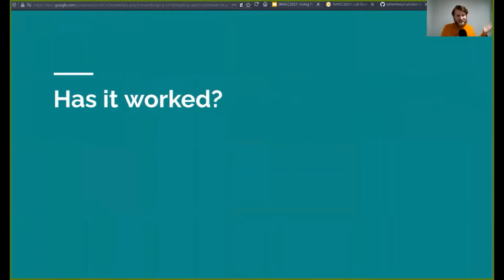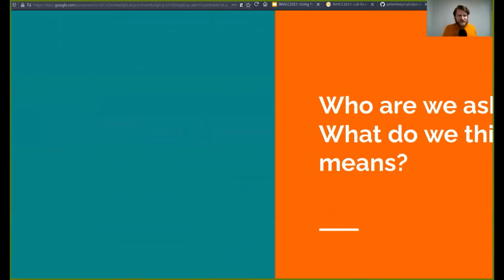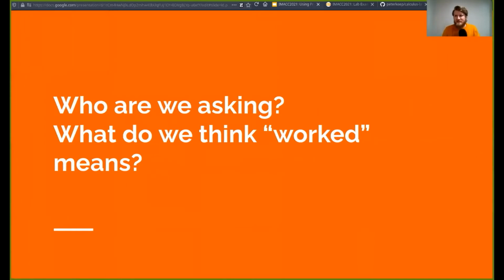The big question, I think, is, has it worked? I've been doing this for almost a year now. How can I reflect on this? Has it been successful? I think we probably should stop and think about what that really even means. When we talk about using labs in a calculus class, if it's worked, we really need to know who are we asking here, and what do we think worked means, and what do they think worked means, really.